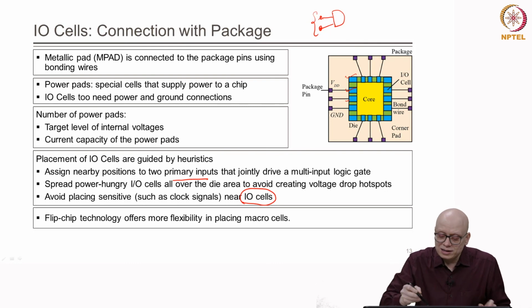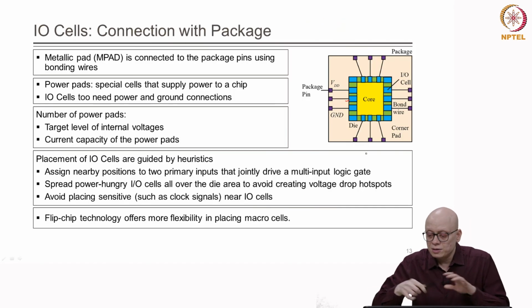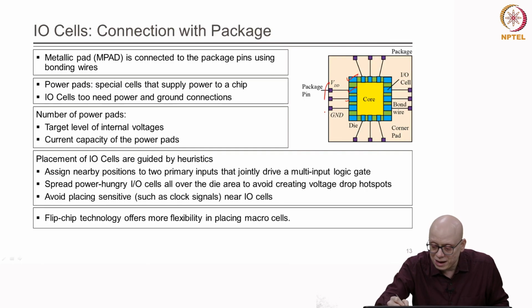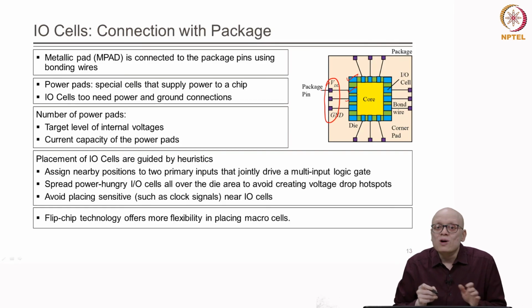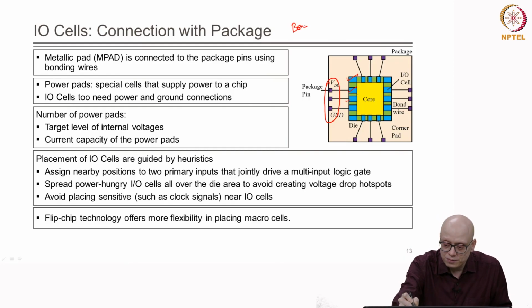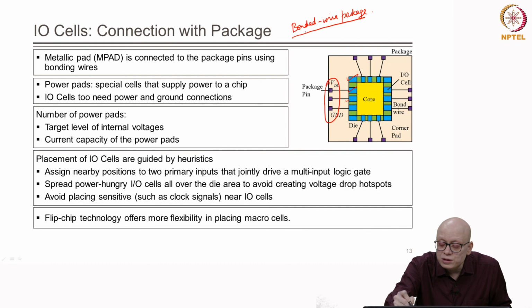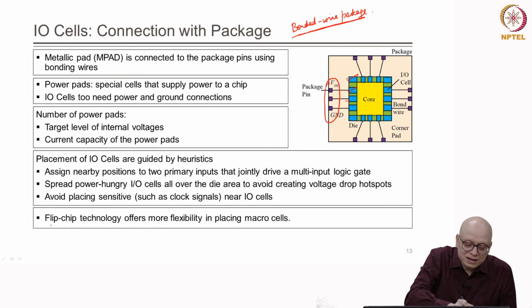Now, one point that you should note is that the way we have shown here, the IO cells are connected to the package pin through bond wires. This is one type of package, a bonded wire package. Now, for CPUs and advanced chips or high performance chips, we use another kind of packaging, and that is known as flip chip technology.